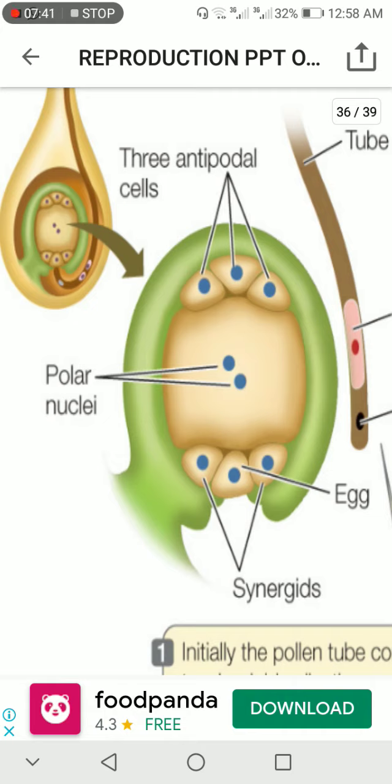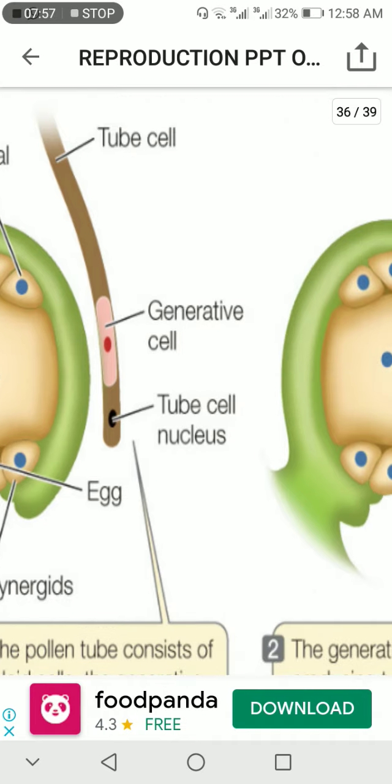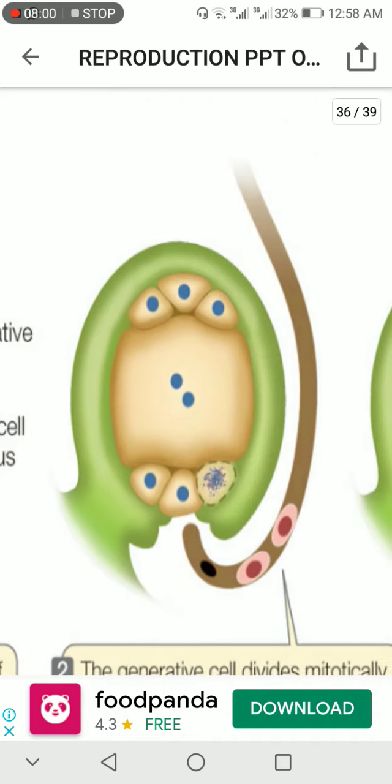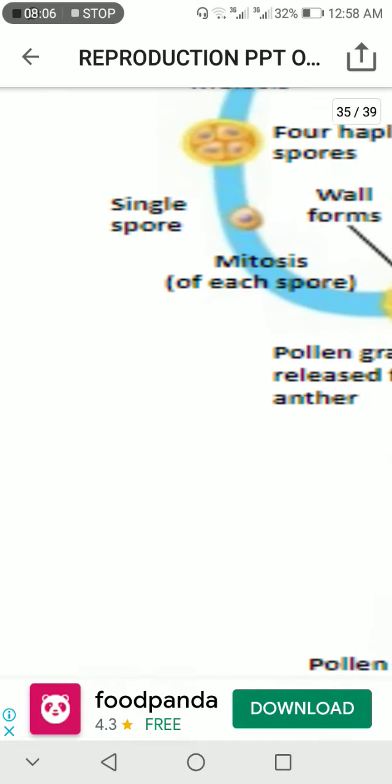Here you can see, out of this 8 nucleated structure inside this ovule, 3 structures are known as the 3 antipodal cells. The 2 lower ones are known as synergids, and in between them the egg nucleus is present. The 2 nuclei which have migrated exactly to the center are known as polar nuclei. They make the secondary nucleus as well. Due to this fertilization in 2 steps, this is called double fertilization.